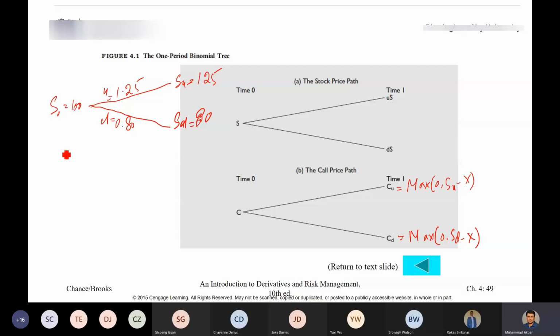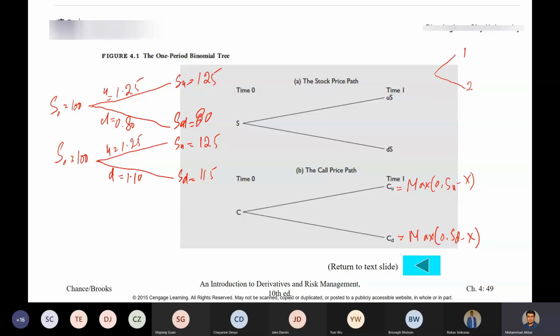Now, it is also possible that S naught is equal to 100, and we have it like this: the U factor is equal to 1.25, and the D factor is equal to 1.15. So the stock price goes up to 125, and the stock price SD is equal to 115. Basically, binomial means two possibilities. Okay, so possibility number 1 and possibility number 2.